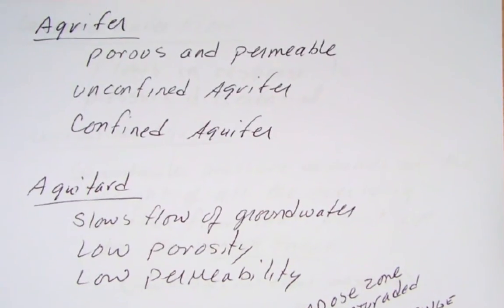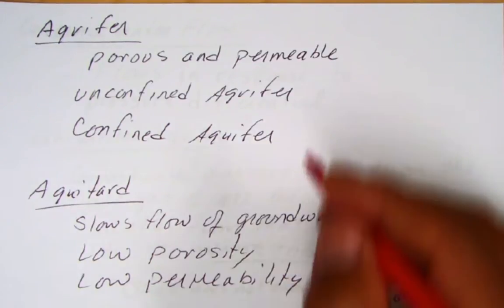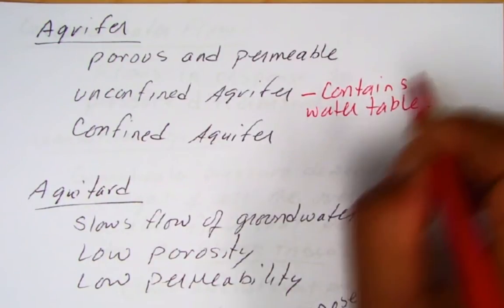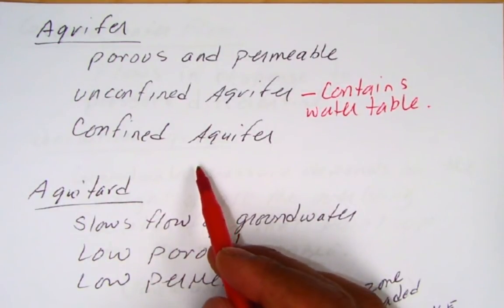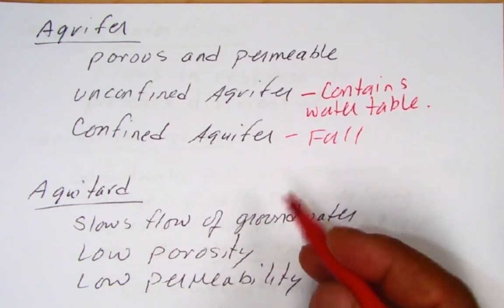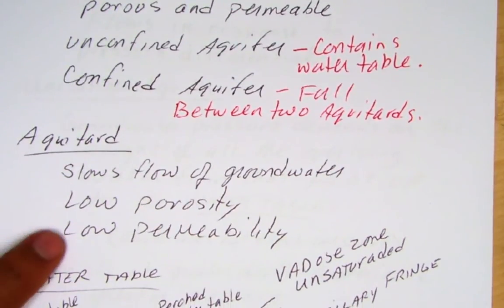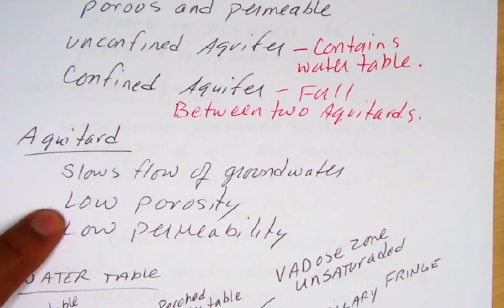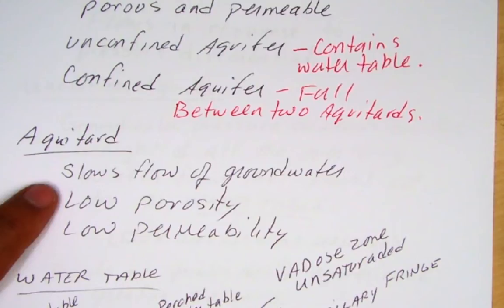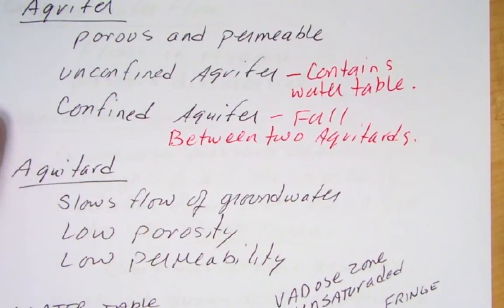So we mentioned aquifers. So aquifers are those groundwater reservoirs. A good aquifer is one that's porous and permeable. And there are two types. One is an unconfined aquifer, and this one contains a water table. Whereas a confined aquifer is completely full, and it's confined between two aquitards. So the idea about the aquitard is that it has very low permeability, low porosity, so it's like a barrier to water, to groundwater, and it slows the flow of water. So you can think of an aquitard as sort of being the opposite of the aquifer.